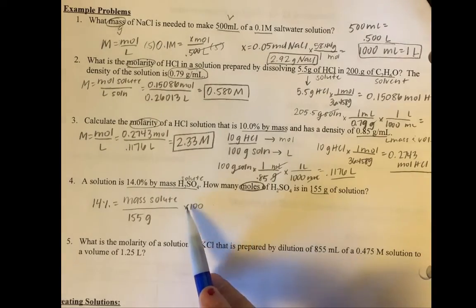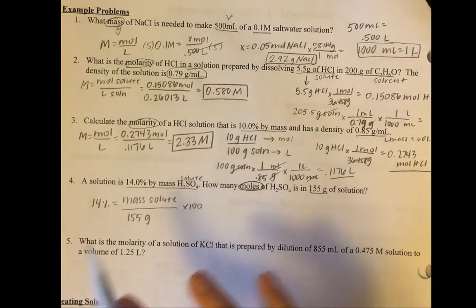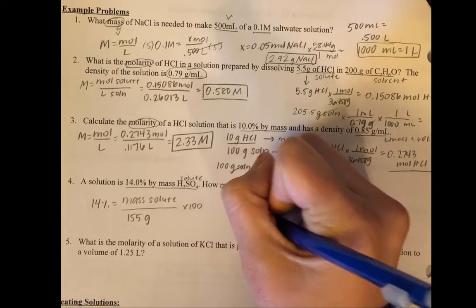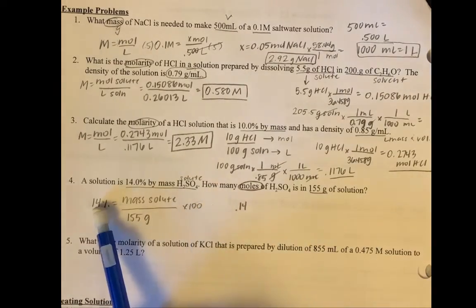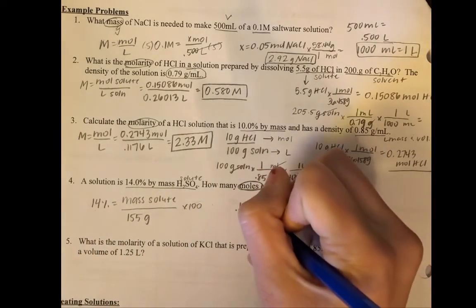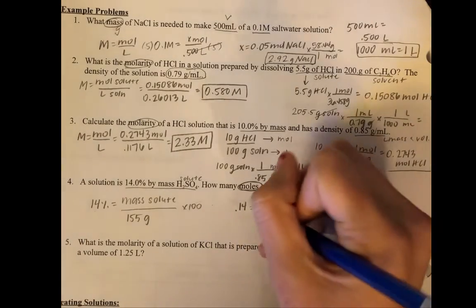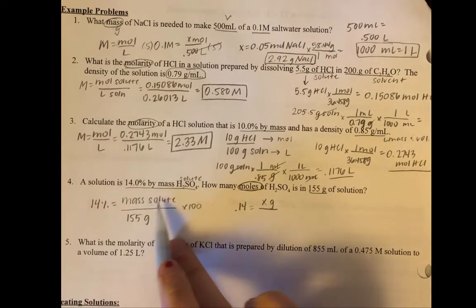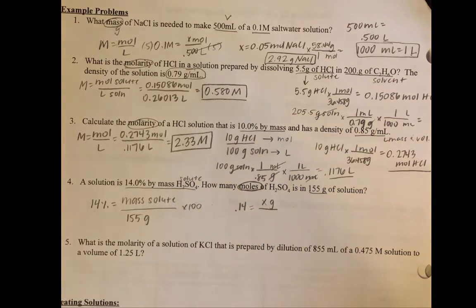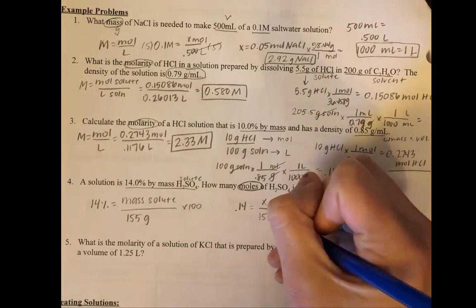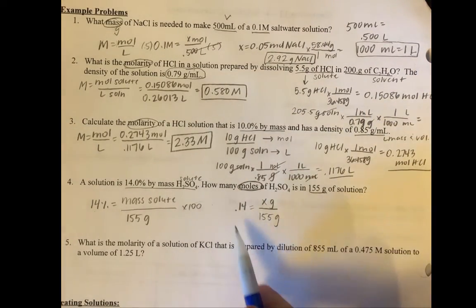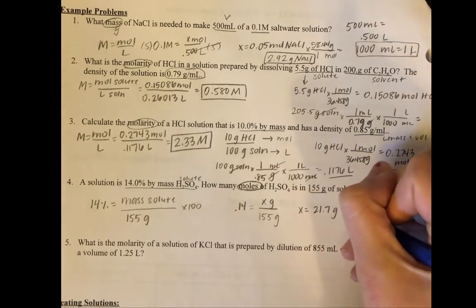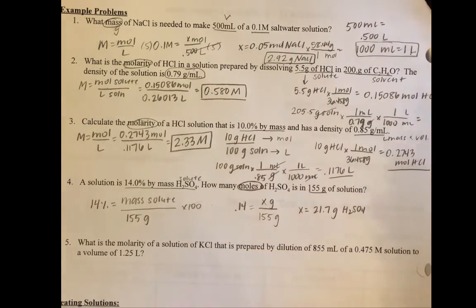Now, if it's easier for you to forget this times 100 and just put this percent as a decimal to start, that's fine. But that's why that times 100 is there. So if I get rid of that times 100, that means I'm dividing to the other side. It gives me 0.14, because whenever you work with percents, it should be a decimal. So 0.14 equals X grams, because I don't know my mass of solute. Now remember, this is percent by mass, so I'm solving for mass first. X grams over 155 grams. So I multiply 155 over to the other side, and I get X is 21.7 grams of H2SO4.